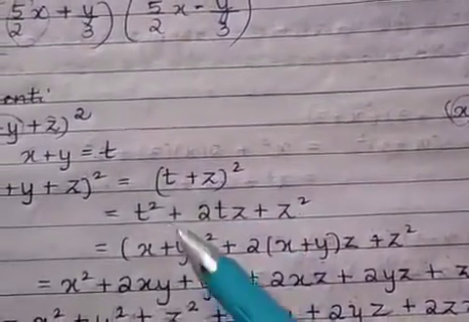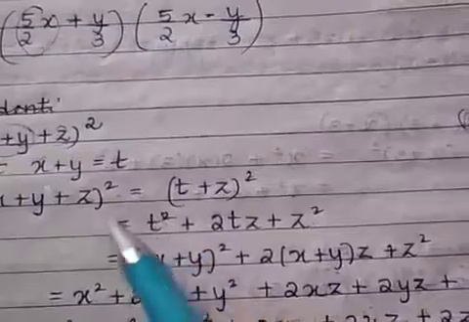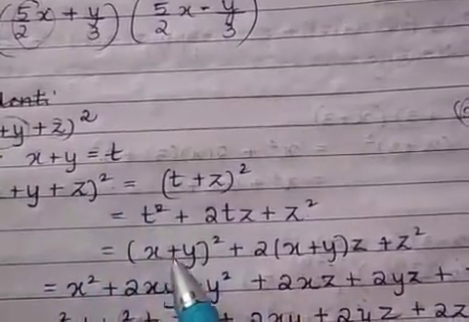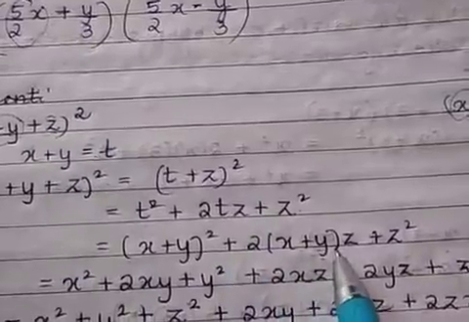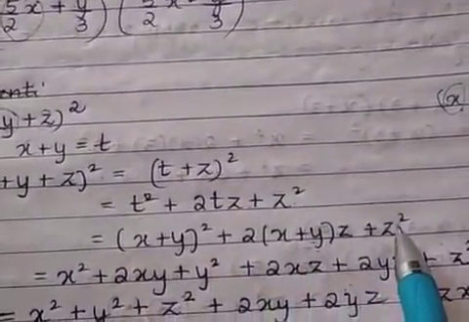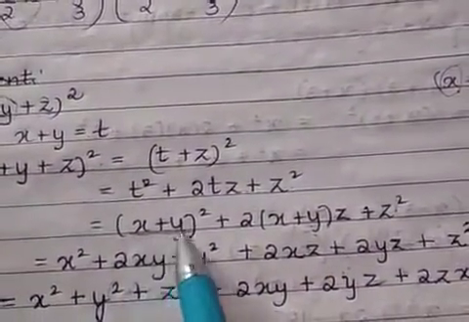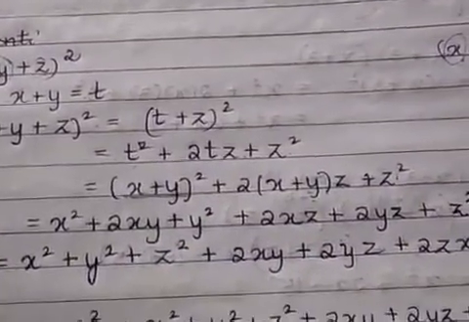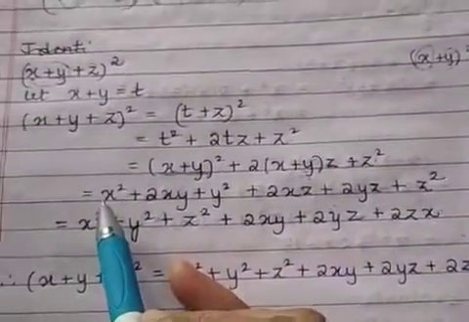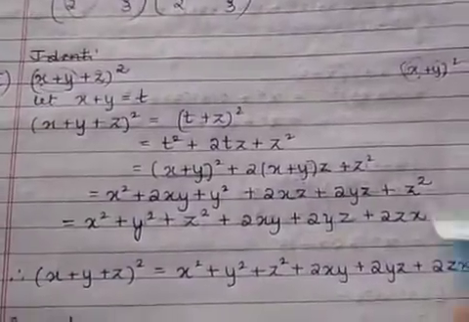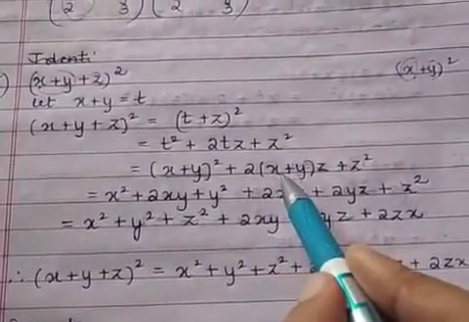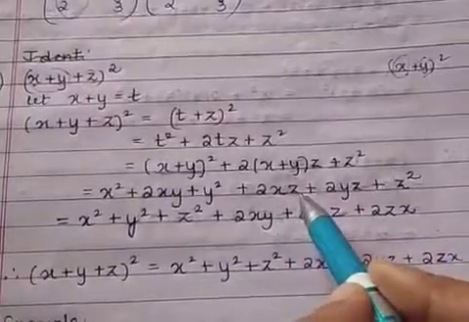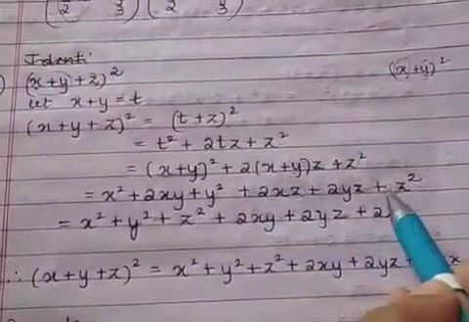Now resubstitute for t. What is t? T is x plus y. So x plus y the whole square plus 2 into x plus y z plus z square. Now again you apply x plus y the whole square identity for this. So you will get this equal to x square plus 2xy plus y square plus this is 2x into z, so 2xz plus 2yz plus z square.